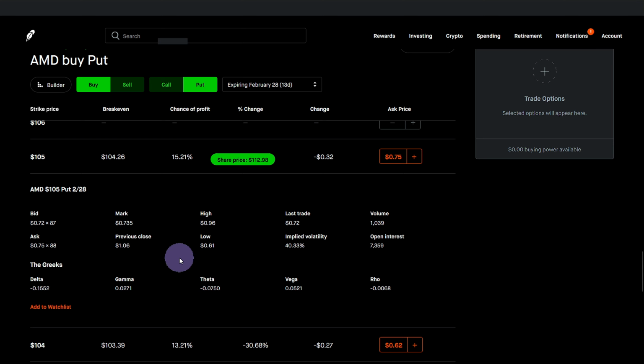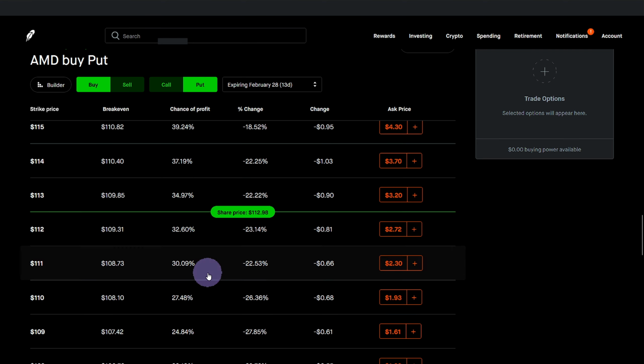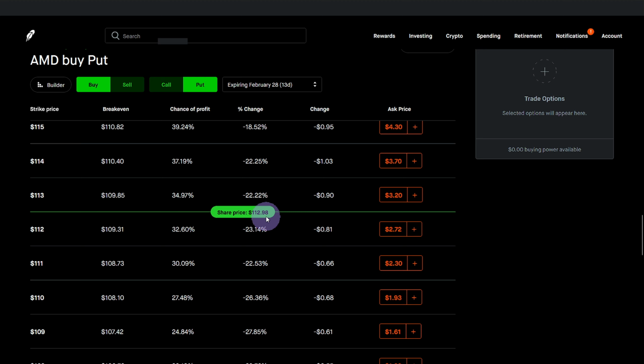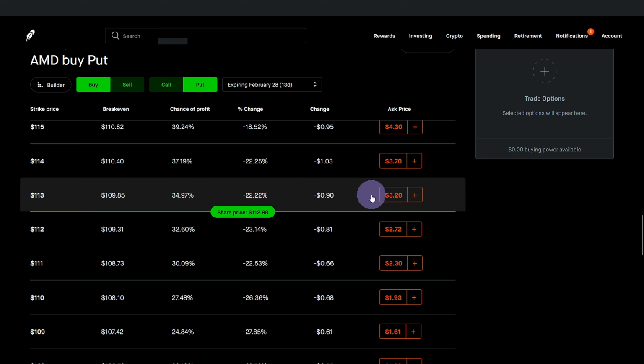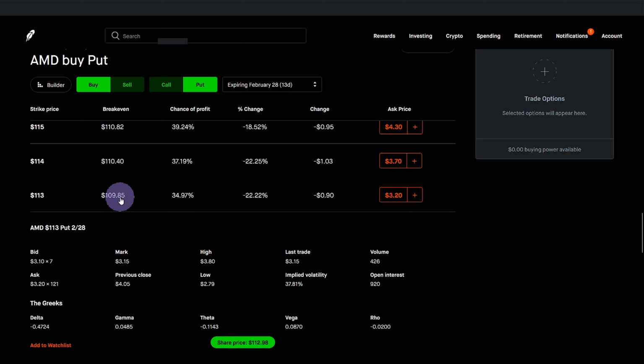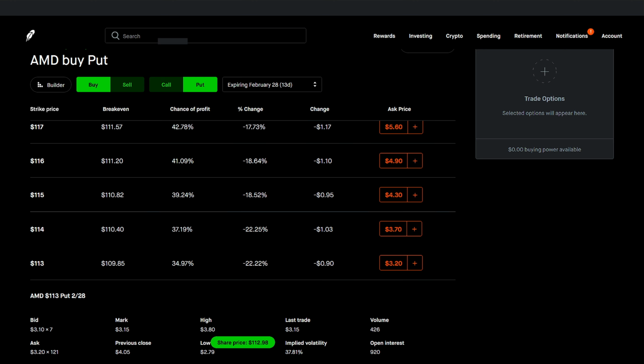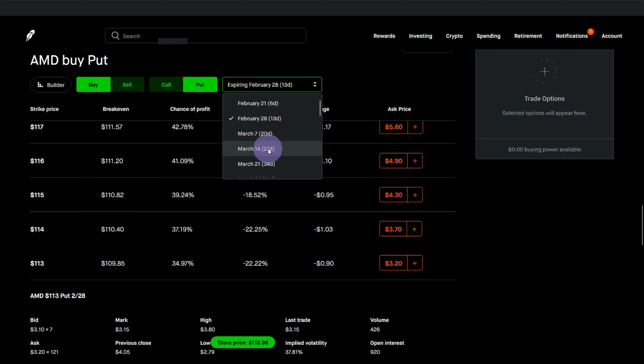That's why it's cheaper to buy, and gains and losses won't move as much. Then, of course, I could pick something more in the middle. If I were to take a look at this 113, which is very close to market price right now, I'm going to pay $120 for this. And if I look at the delta on it, it's going to move 47 cents, or $47, for every dollar that AMD moves.